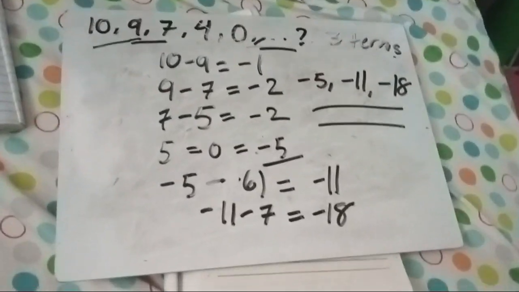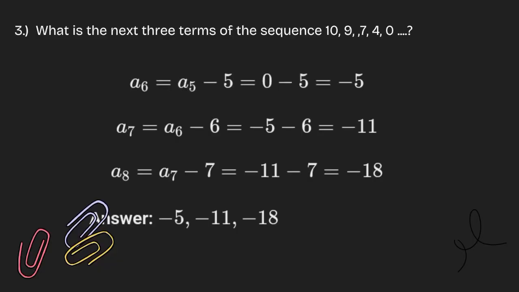The next three terms of the sequence 10, 9, 7, 4, and 0 are -5, -11, and -18. And we solved it in the arithmetic way.